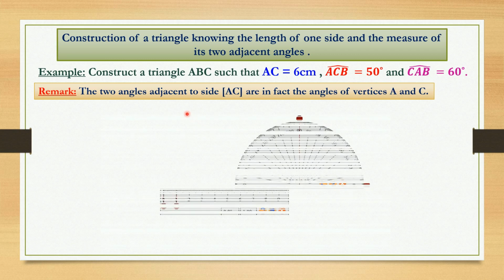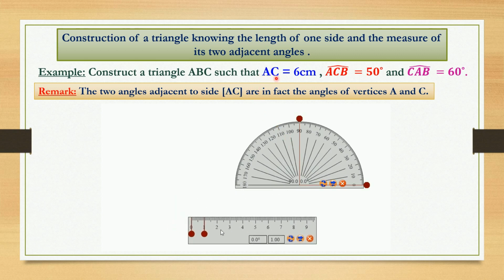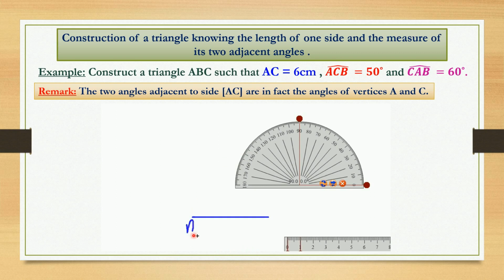Now let's watch an animation of how to construct this triangle. So first, we need to draw segment AC using our ruler, of length 6 centimeters. Then after we draw this segment, we should name it. It has points A and C as its extremities. Then we write the length of segment AC.